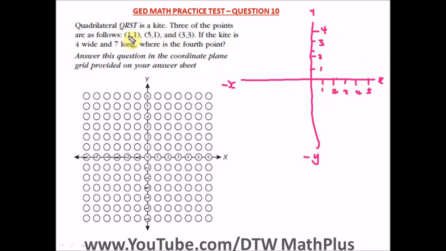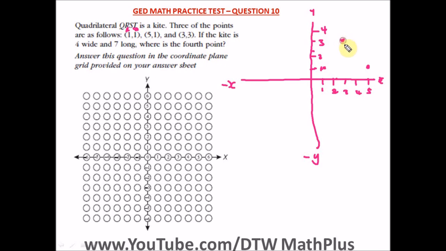For the first point it says 1, the coordinates x and y. So this is x at 1 and y at 1, which is somewhere here. That's the first point. The next point is x at 5, and y at 1. So we have here x at 5, and y at 1, which will be here. This will be the point. And the last point is x at 3 and y at 3. So here we have it.